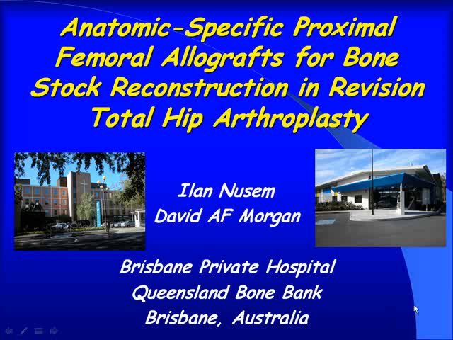The use of anatomic-specific proximal femoral allografts in revision hip arthroplasty is limited. Between 1988 and 2000, 49 revision hip arthroplasties using anatomic-specific proximal femoral allografts longer than 5 centimeters were performed. The patients' mean age at the time of surgery was 63 years. The reason for revision was aseptic failure in 39 hips and septic loosening in 10.